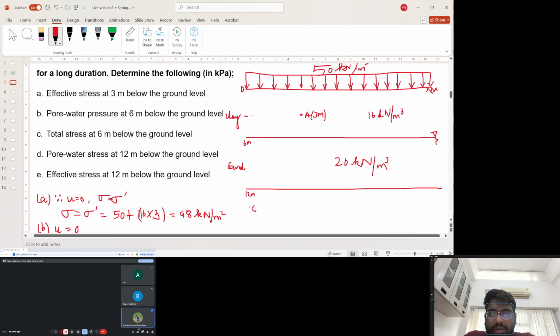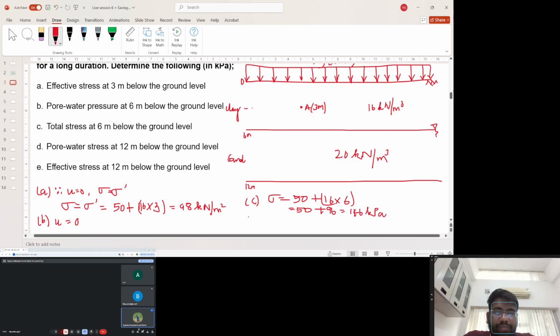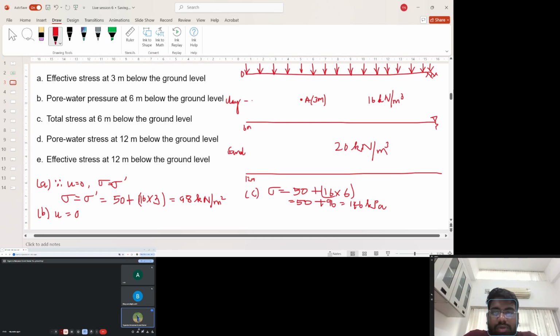Coming to the third question, total stress at 6 meters below the ground level. That is fairly simple. 50 plus 16 into 6. This is 50 plus 96, which is 146 kilopascal. Right? Now coming to question D.